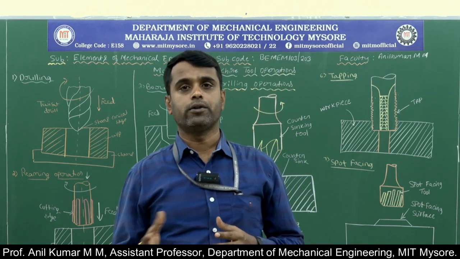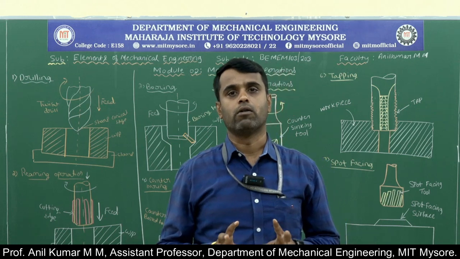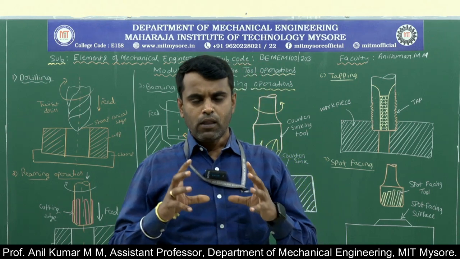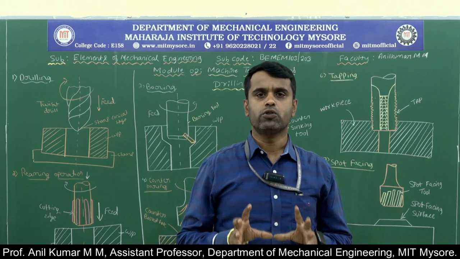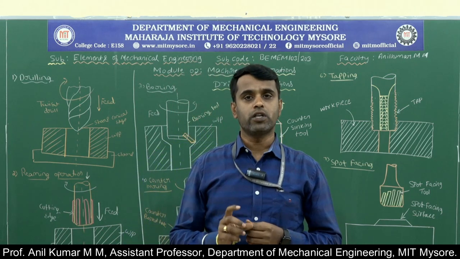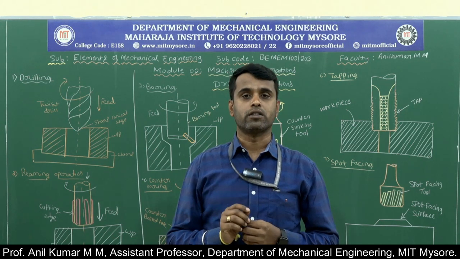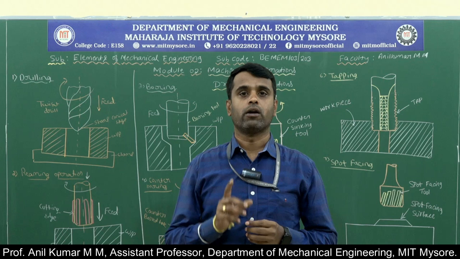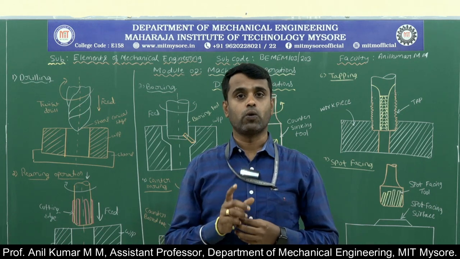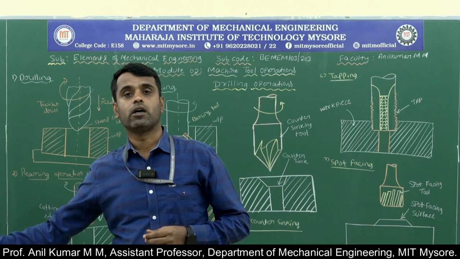Before getting to the drilling operations, first let us understand what we mean by drilling and what we mean by a drilling machine. Drilling is a machining operation that is used to produce a cylindrical hole in the solid workpiece material by using a rotating cutting tool. That rotating cutting tool we can call the twist drill or drill bit. With the help of this rotating cutting tool we can make a cylindrical hole in the solid workpiece material. That process we can call drilling.